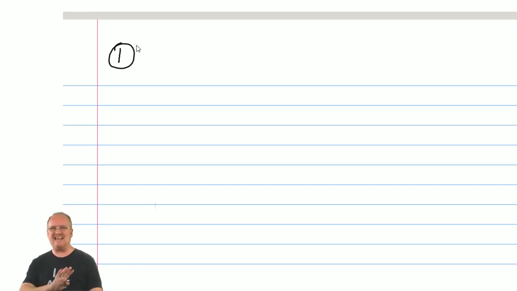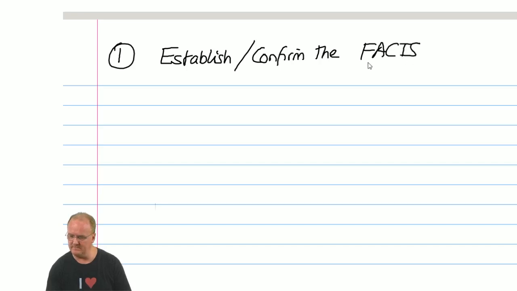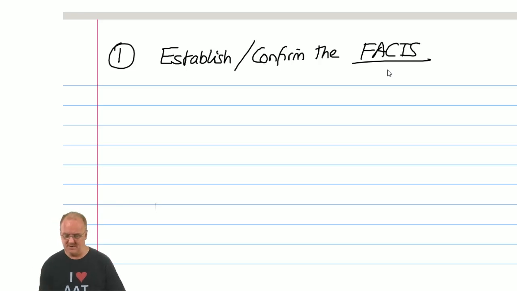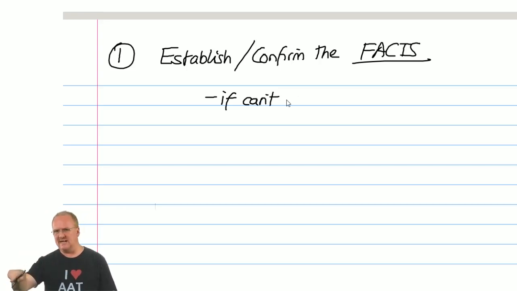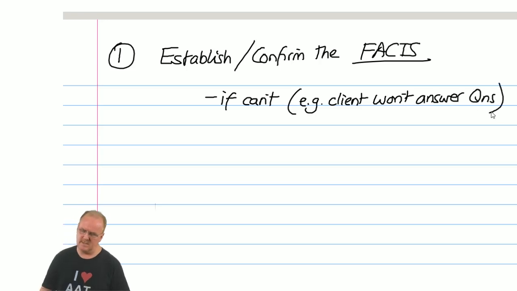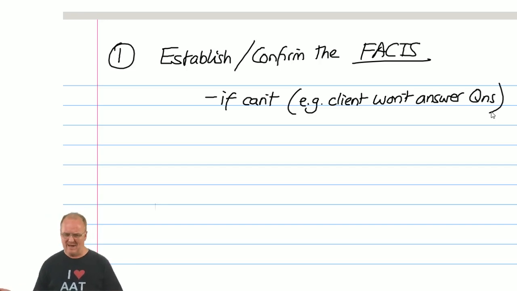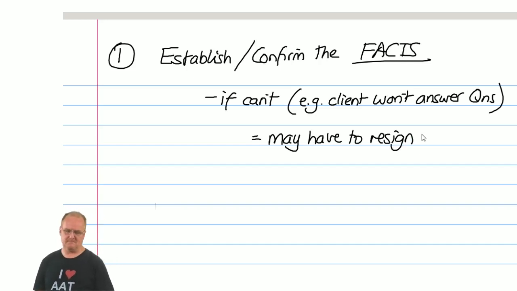The first thing you should do before making any important decision is always make sure that you establish, in other words, confirm the facts. And if you can't do that, well, that would suggest that your client is not willing to give you all of the information. Well, if you've got a client who won't answer your questions, how can you act for them? Now, I very much doubt that that's going to get you 10 marks, is it? That's not enough. So, what happens next?